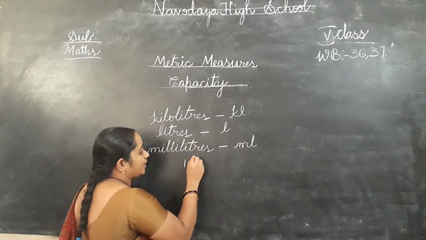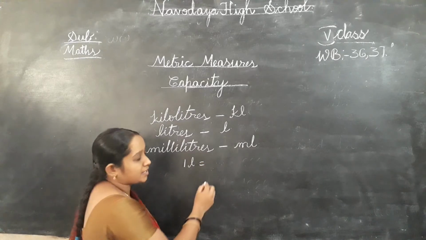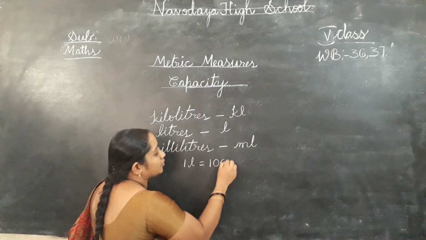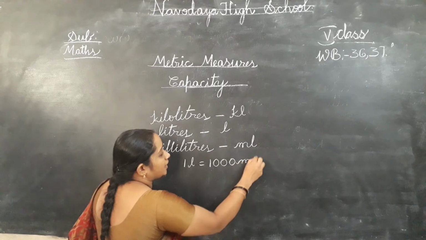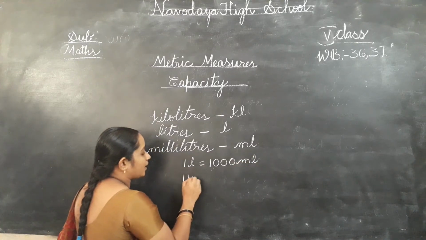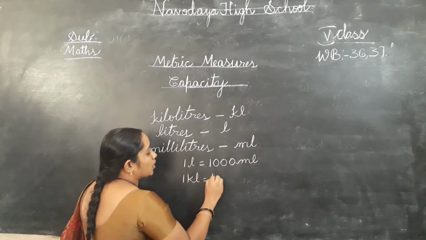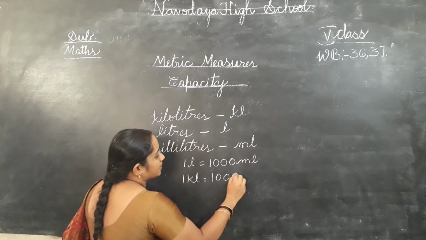Now tell me, 1 liter is equal to how many milliliters? 1 liter is equal to 1000 milliliters. Now 1 kiloliter is equal to 1000 liters.